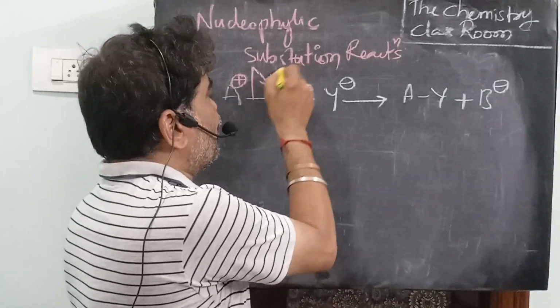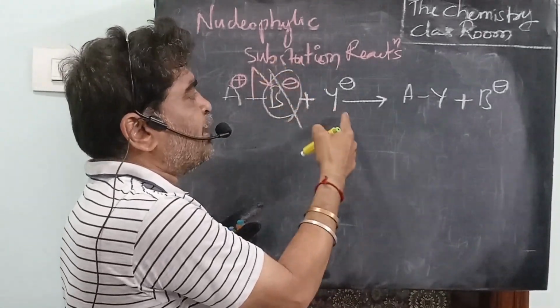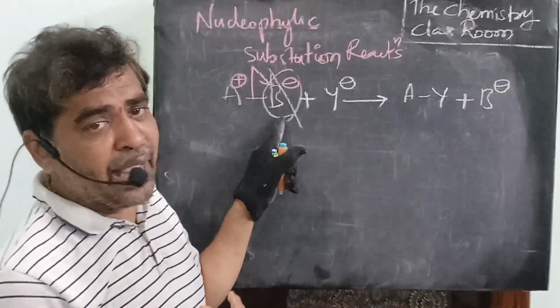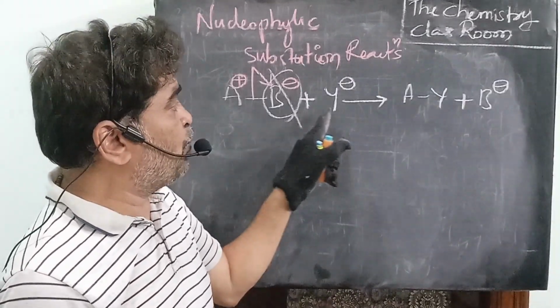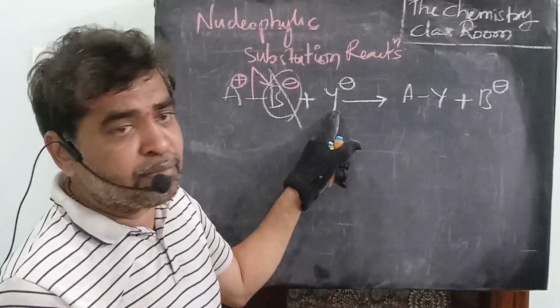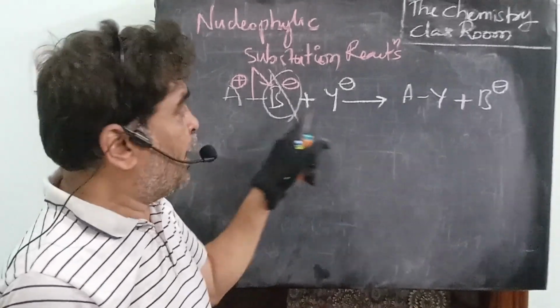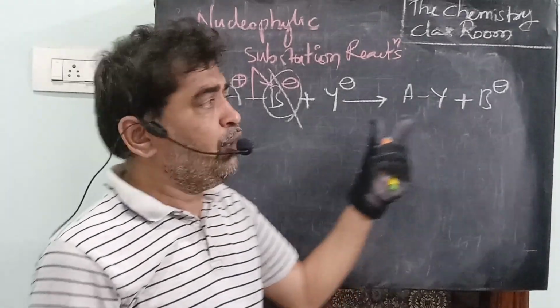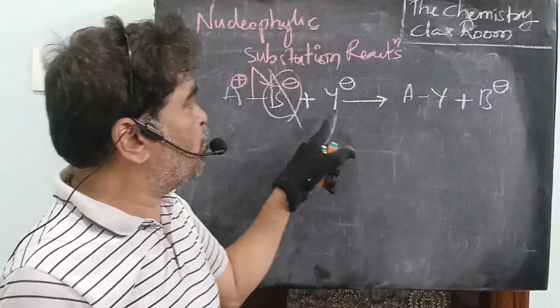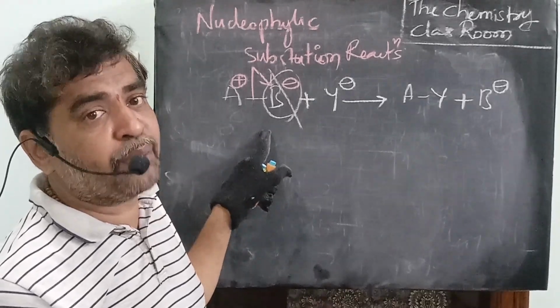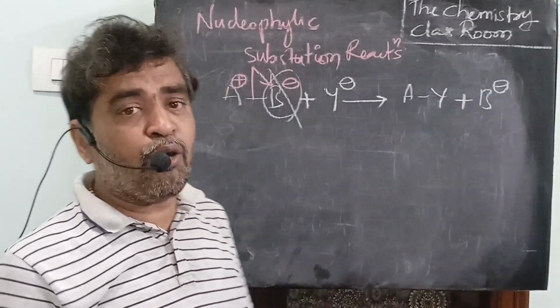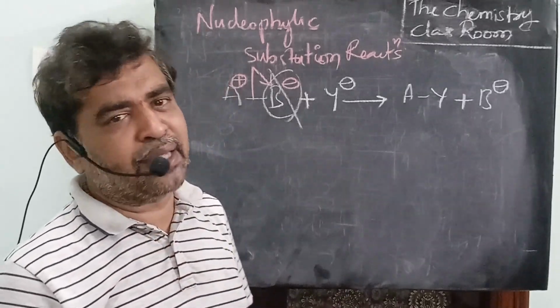So here one nucleophile is eliminated, one nucleophile is substituted. One nucleophile, as an atom or a group, is eliminated, and one nucleophile, as an atom or a group, is added or substituted. So automatically you are getting this compound. So in this reaction, what is involved? The nucleophiles are substituted by the nucleophiles. So that's why the reactions are called nucleophilic substitution reactions.